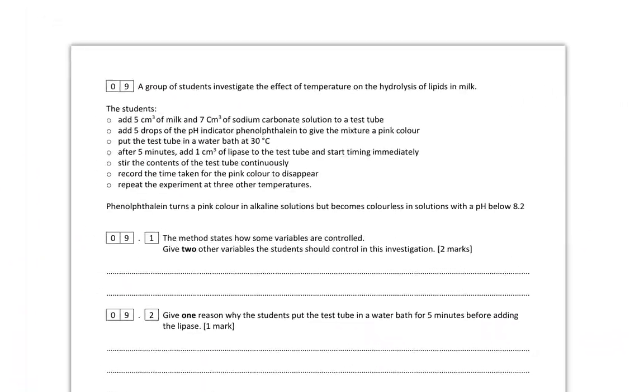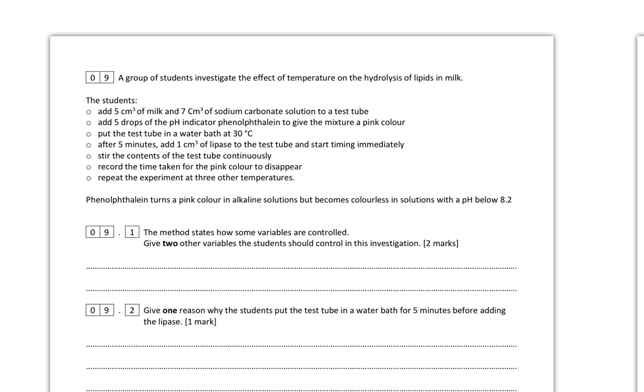Right, to question 9. I'm fading, but I'm ploughing on. Let's go for it. Number 9. Investigate the effect of temperature, that's our independent variable, on the hydrolysis of lipids in milk. Add 5 centimeters cubed of milk, and that should be a small c, sorry. 7 centimeters cubed of sodium carbonate. Those are both control variables. 5 drops, and that's another control variable.